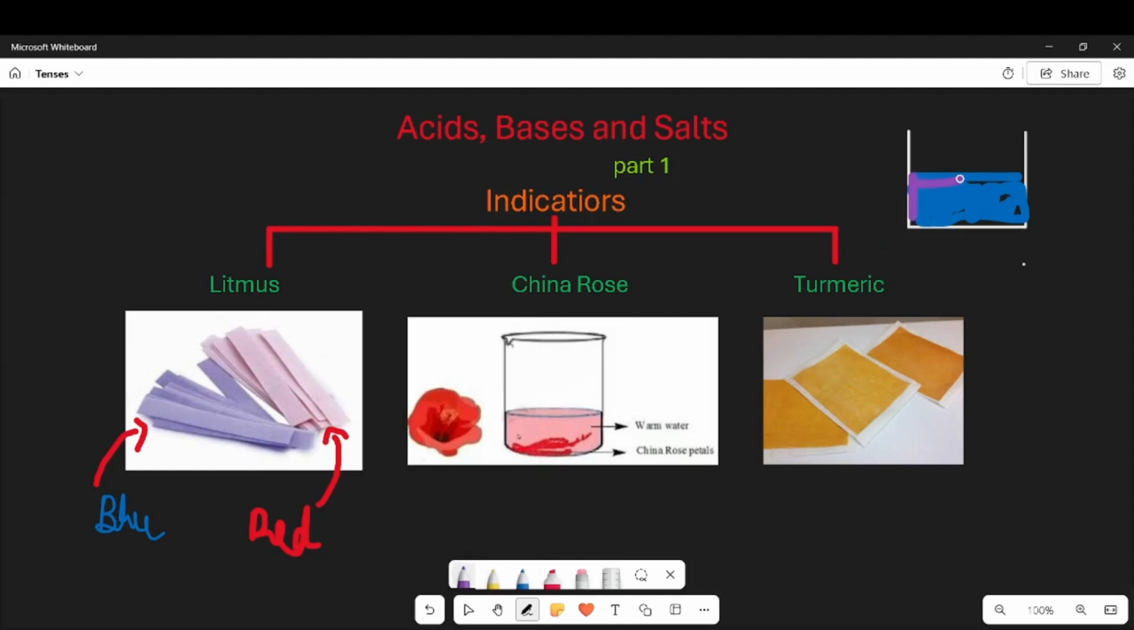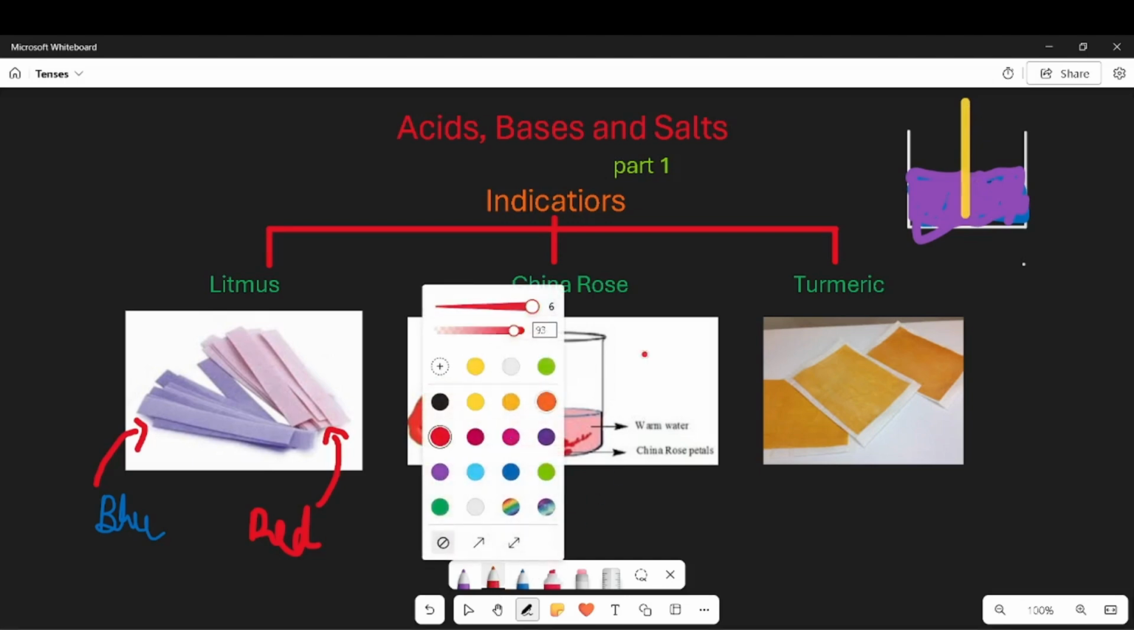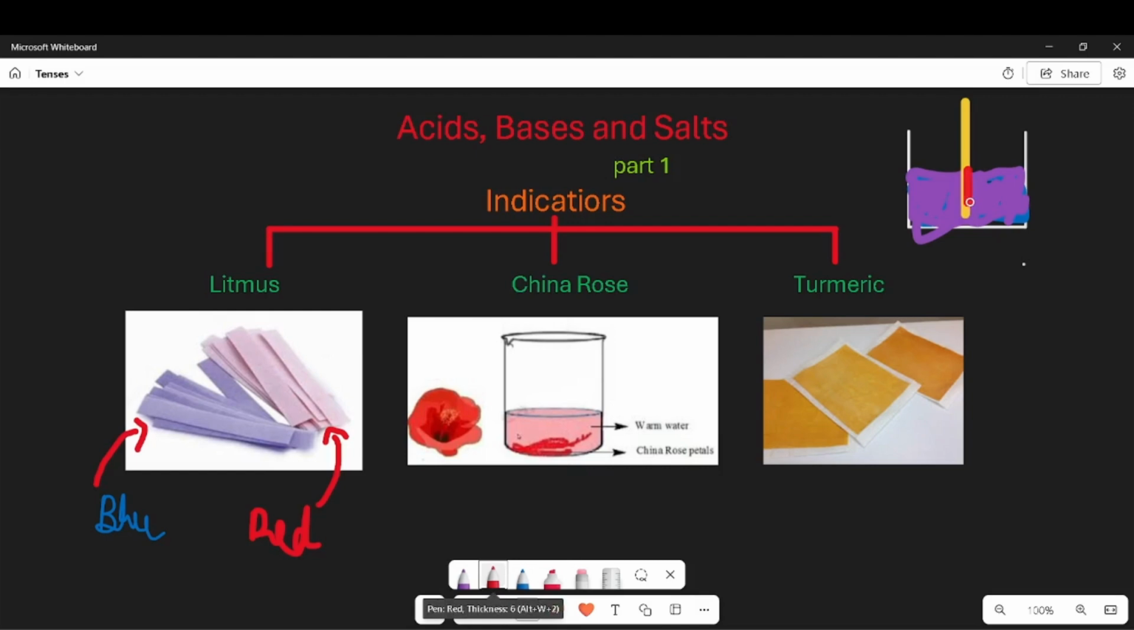Now, if this same solution is a base, let's say base is purple. Okay, now let's see what will happen if we put the turmeric paper inside the base. What will happen to this turmeric paper? It's simple. It turns red. The turmeric paper turns red in a basic solution. So turmeric shows no effect in an acidic solution, but shows a red color change in a base.